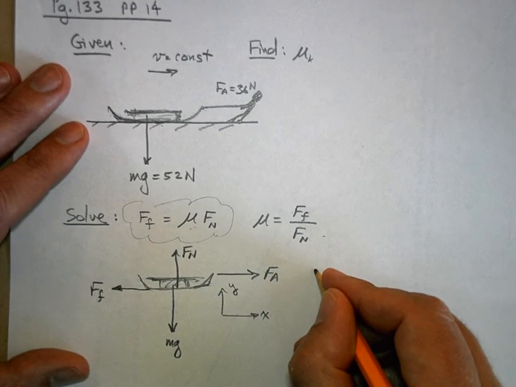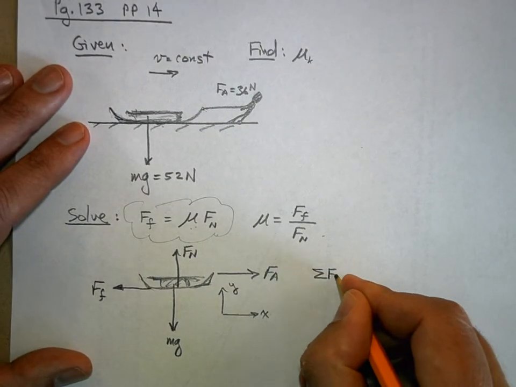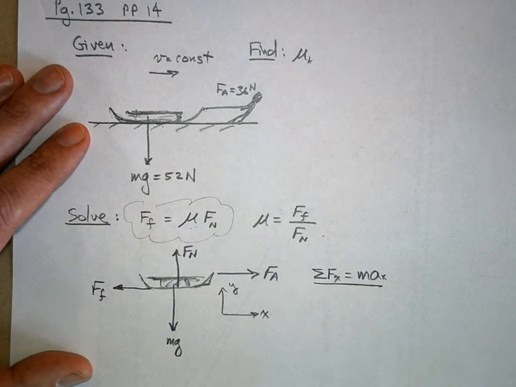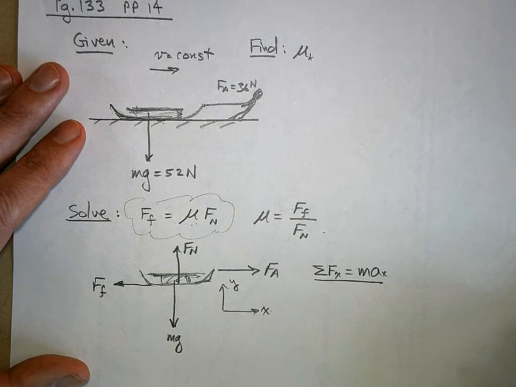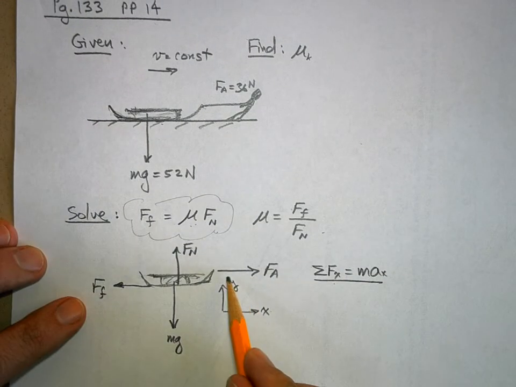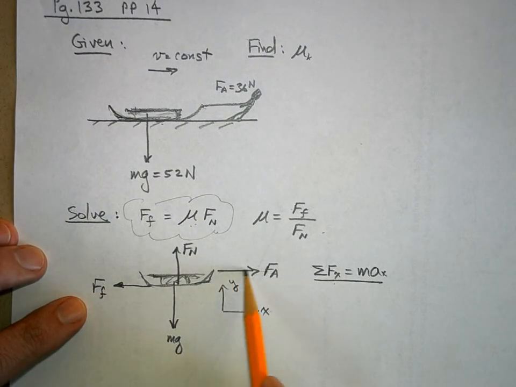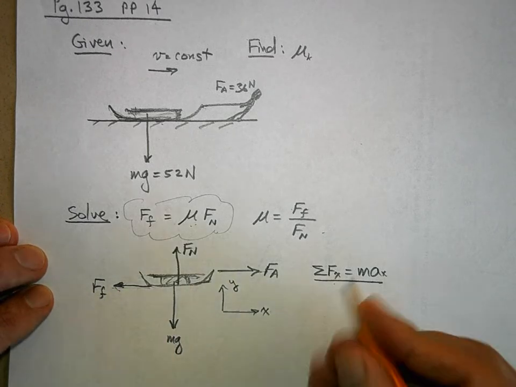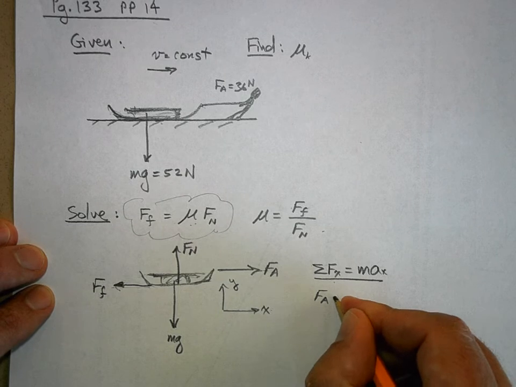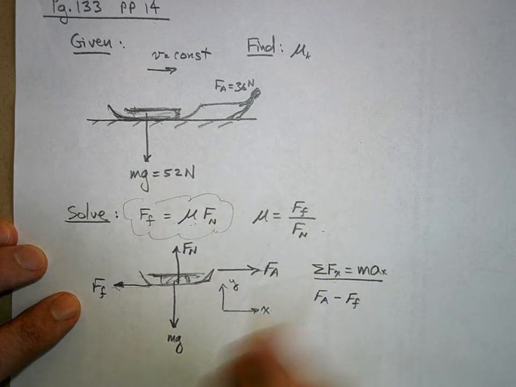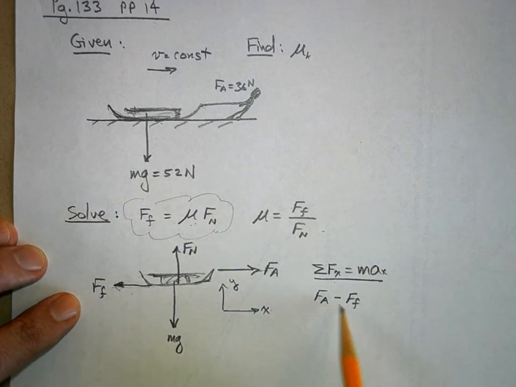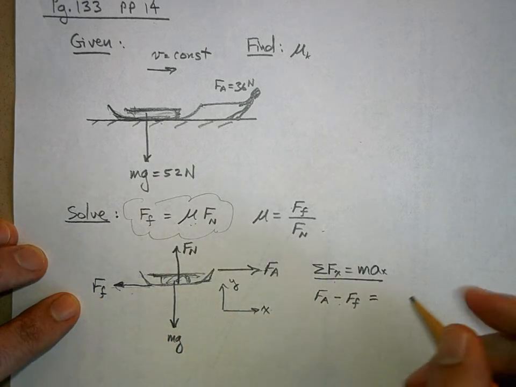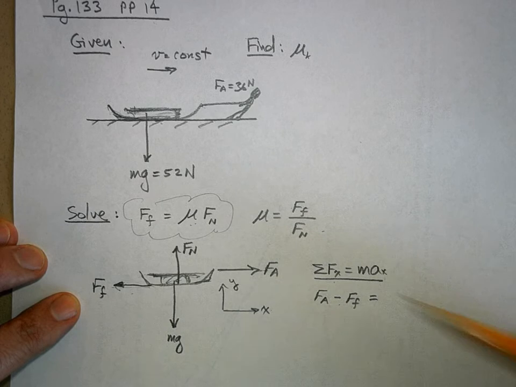Let's sum the forces in the x direction equals ma in the x direction. This is Newton's second law applied in the x direction. Well, if I look at this in the x direction, I've got two forces. I've got this applied force, and I've got this force of friction. This is in the positive direction, so Fa minus the force of friction. And these are the only two forces. This is minus, right, because it's in the negative x direction, equals, well, what is the acceleration in the x direction?